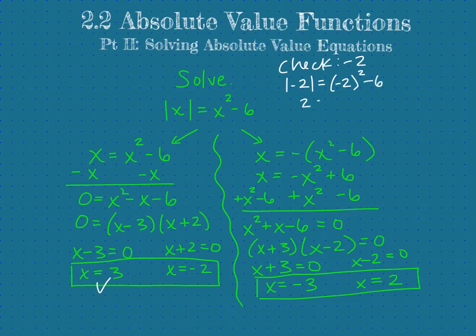So the absolute value would be 2. Here we'll get 4 minus 6. Does 2 equal negative 2? It does not, so that one doesn't work. Next, let's check negative 3.